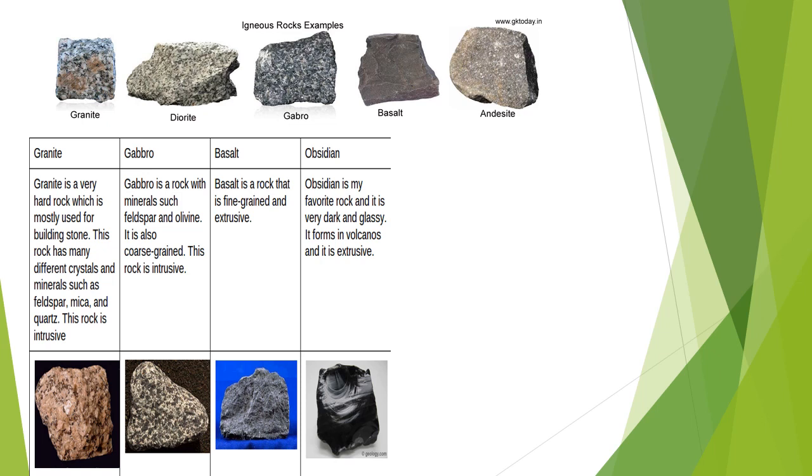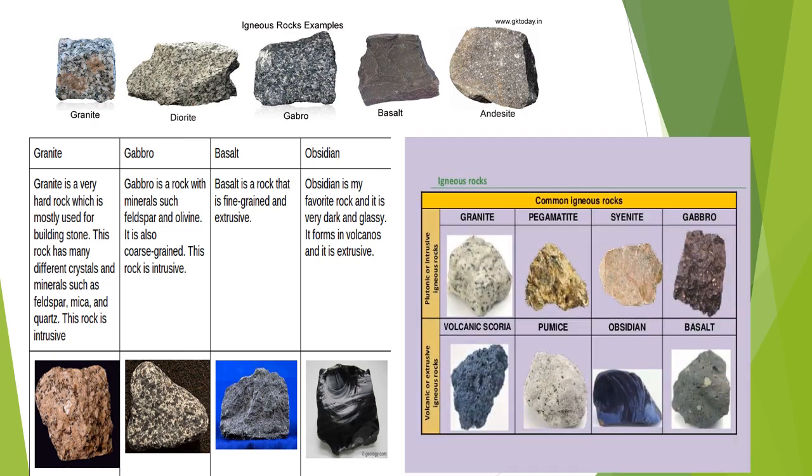Some more facts about intrusive igneous and extrusive igneous rocks: intrusive igneous rocks are coarse grained. The particles of it are coarse grained, while the particles of extrusive igneous rocks are finely grained. Here are some examples of intrusive igneous rocks and extrusive igneous rocks.